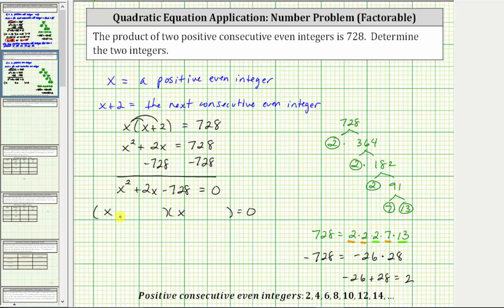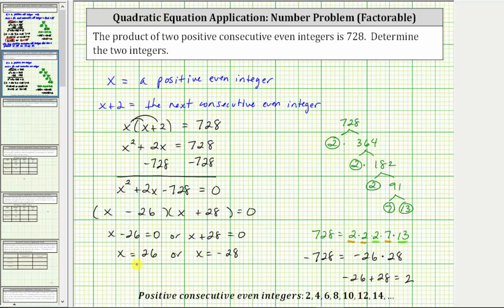These are the two factors we need in order to factor the trinomial on the left side of the equation. One binomial factor is x minus 26. The other binomial factor is x plus 28. This product is equal to 0 when x minus 26 equals 0, or when x plus 28 equals 0. Solving for x here, we add 26 to both sides of the equation, giving us x equals 26. Solving this equation for x, we subtract 28 on both sides, giving us x equals negative 28.